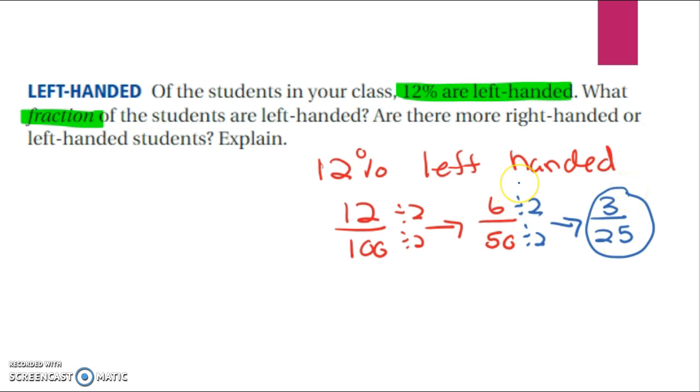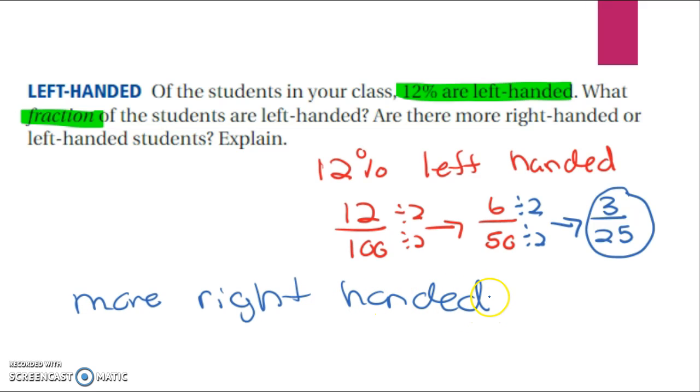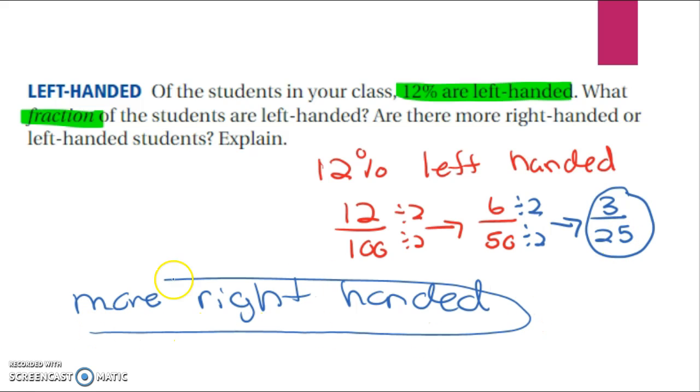So are there more right-handed or left-handed students? Explain. So I would say that there are more right-handed. And you can write down your reasoning. My reasoning is because if there are 3 out of 25 people that are left-handed, that means the other 22, because 22 plus 3 is 25, would have to be right-handed. So there are definitely more right-handed students in the class.